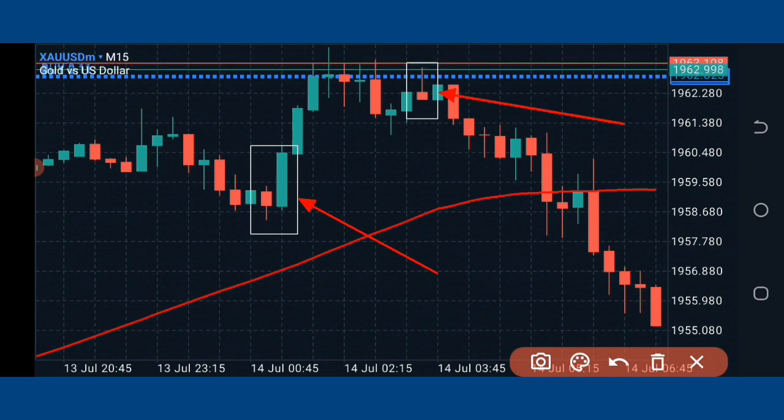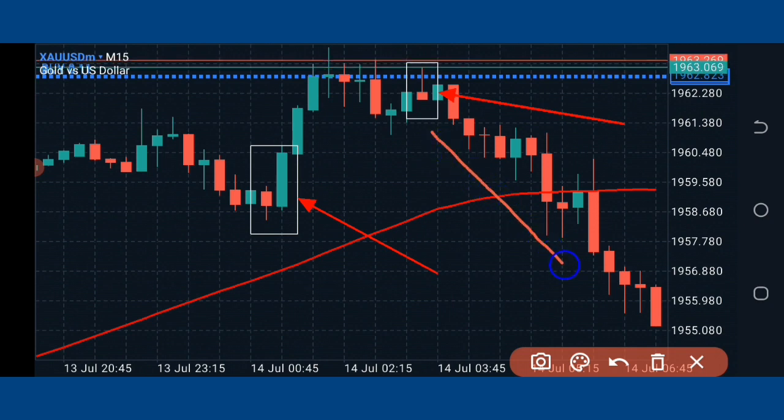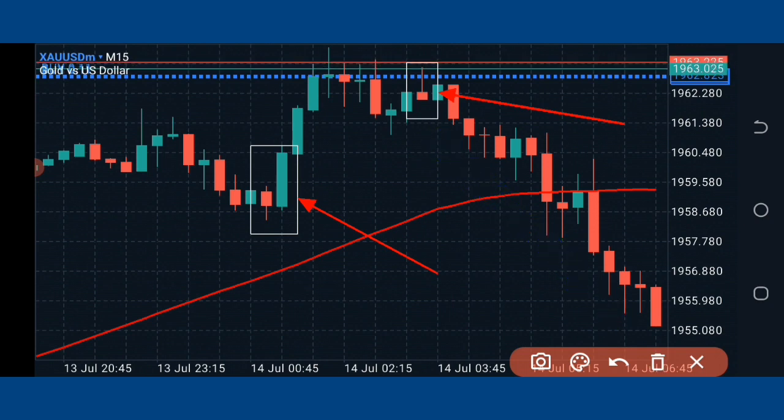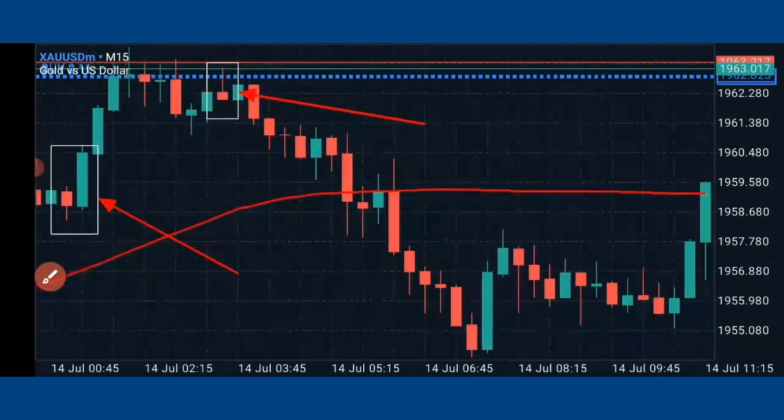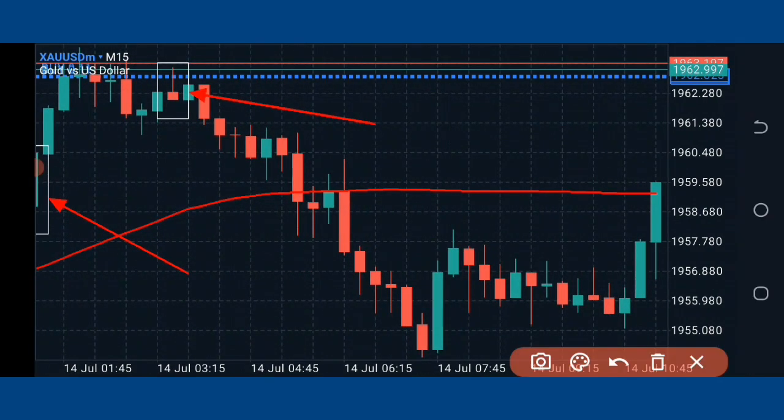Now let's look at the appearance of the shooting star there. When it appears, what happens? The market comes down. As you can see, just look at how the market comes all the way down to this.